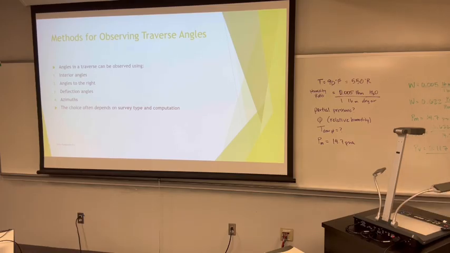So, methods of observing traverse angles. Angles in a traverse can be observed using interior angles, angles to the right, deflection angles, or azimuths. The choice often depends on survey type and computations.